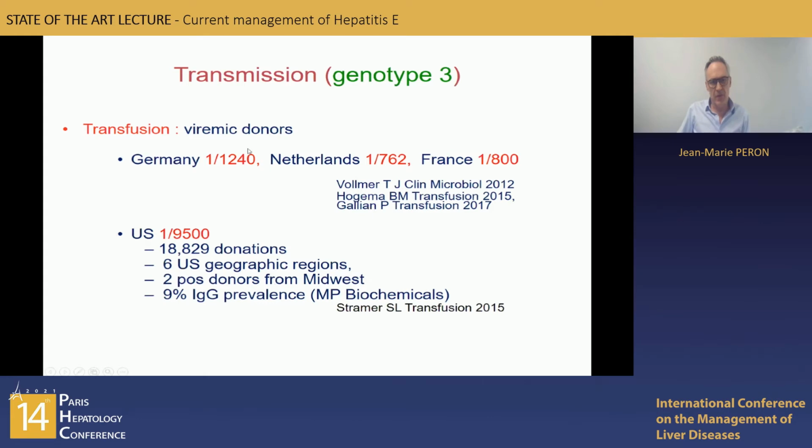And this is data from Germany, the Netherlands, France, showing a risk of donor viremia going from 1 in 762 in the Netherlands to 1 in 1,240 in Germany. It's a lot less in the United States. So there's a risk of transmission of HEV via transfusion.